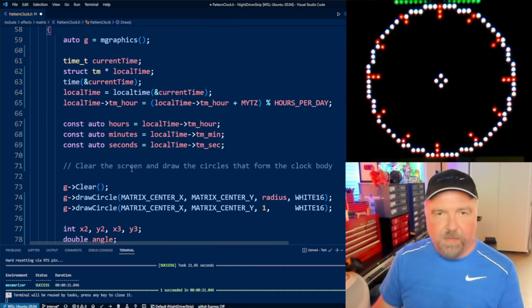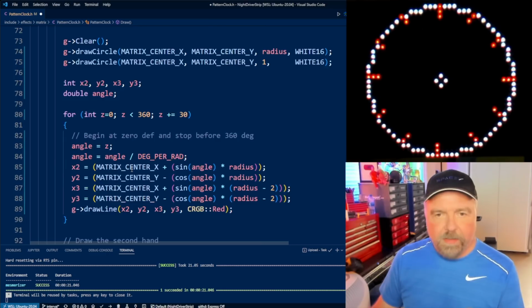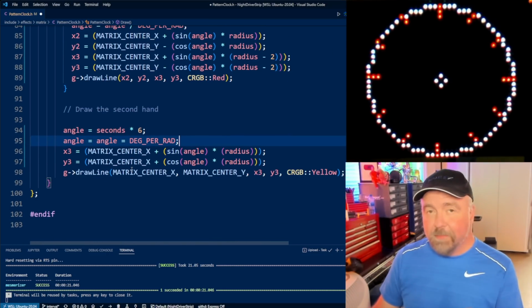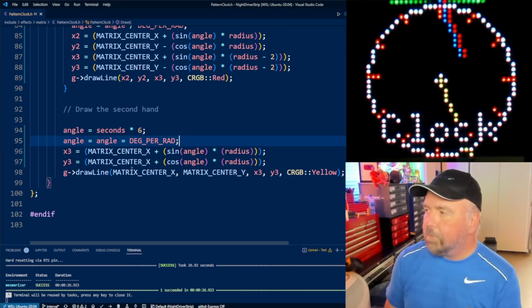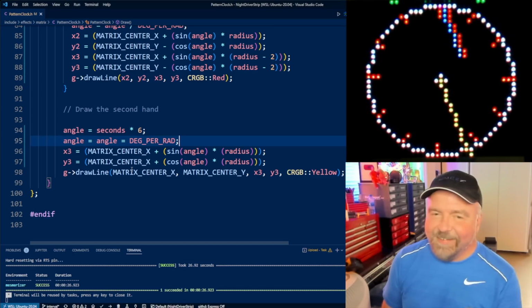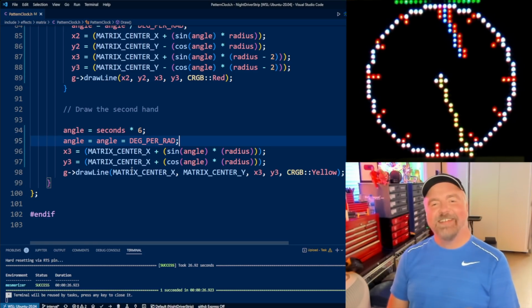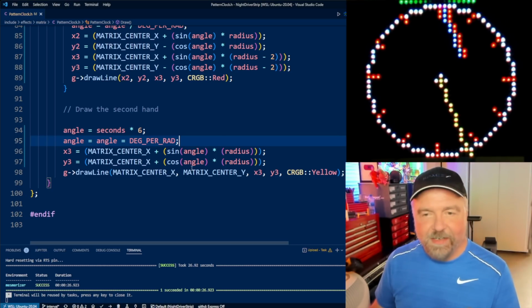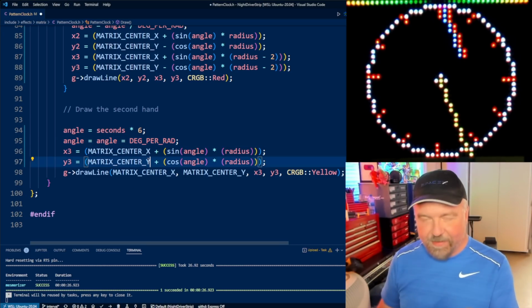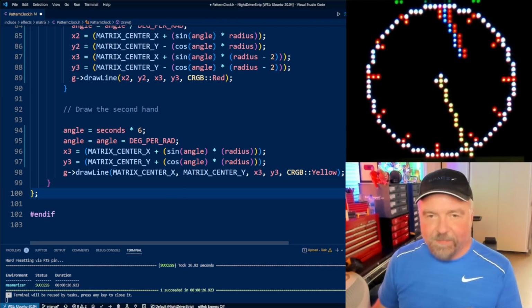Are we setting seconds already? I believe we are. Yes, we are. So, in theory, this should work and start ticking. Oh, the irony. Not a good day. Oh yeah, matrix center X, matrix center Y. I hope you guys spotted that before I did. Let's see. What else did I bone up here?